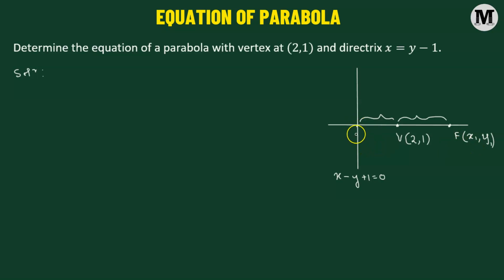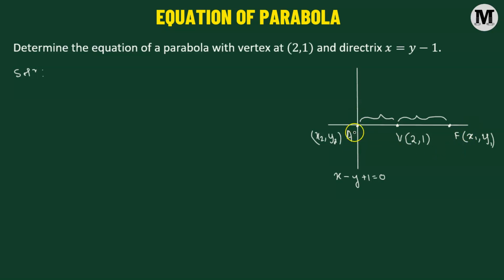We'll try to find the coordinates of the intersection of the directrix line and the axis of symmetry line. Let's say this is the point. Let's call it point A, and we're going to name it (x2, y2). Now if we can find the coordinates of point A, then we can use the midpoint formula to find the coordinates of the focus.